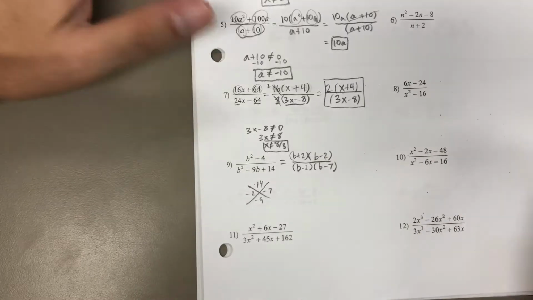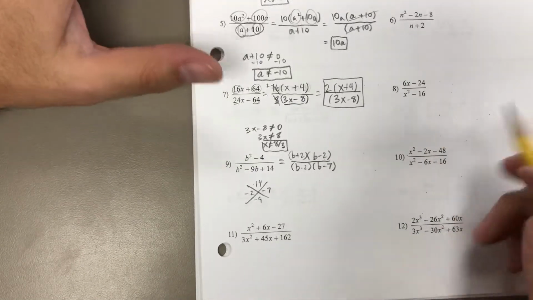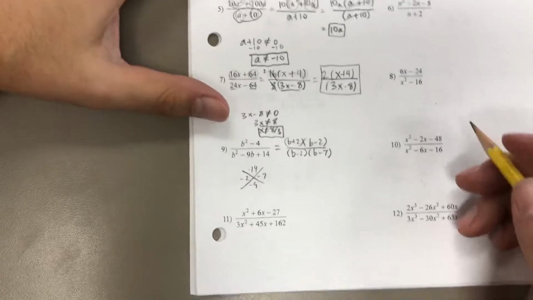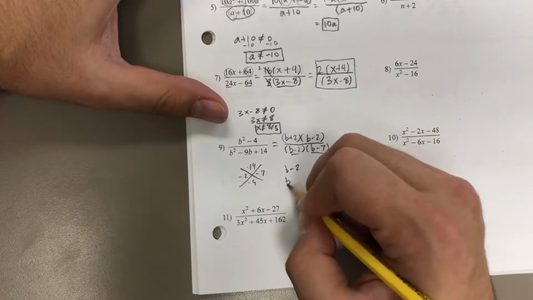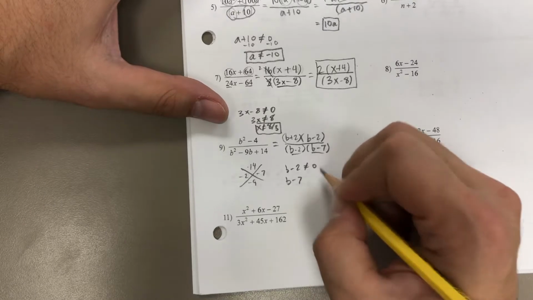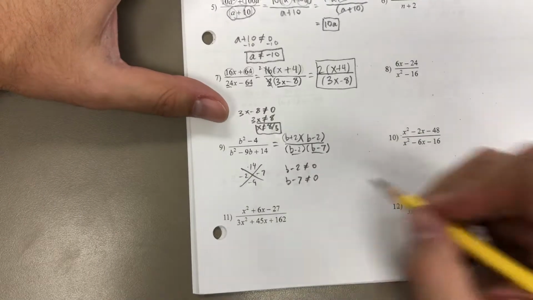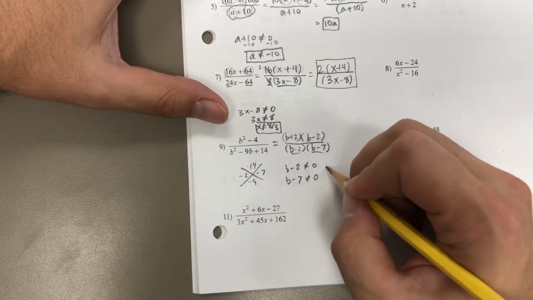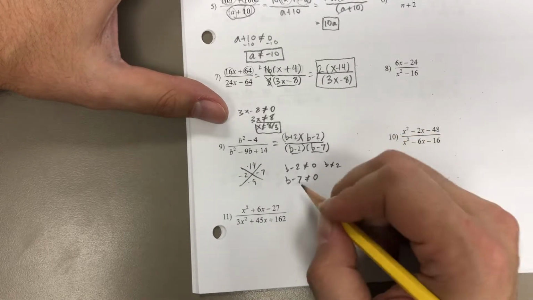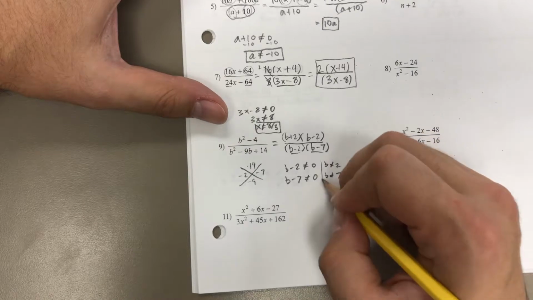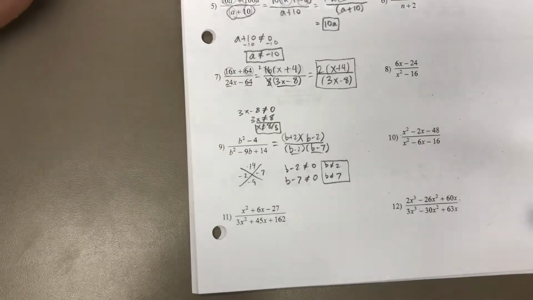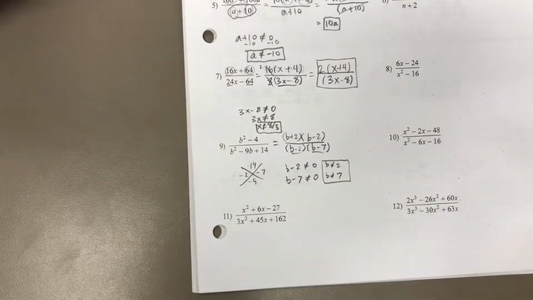So everything's factored. Let's get our excluded values, and then let's simplify this thing. So we take the bottom factors, b minus 2 and b minus 7, say that they cannot be equal to 0, and then solve for that b value. So if we add 2 to both sides for this one, we get b cannot be equal to 2. If we add 7 to both sides, then we get b cannot be equal to 7. So those are our 2 excluded values. So b cannot be those, otherwise we get 0 in the denominator.